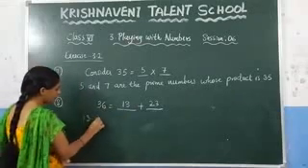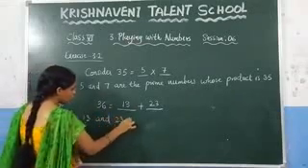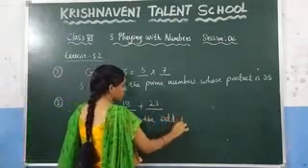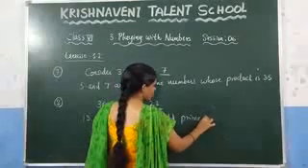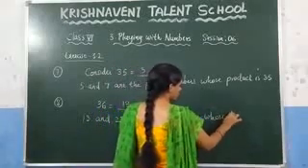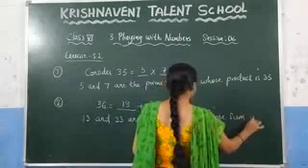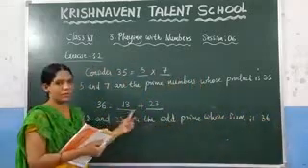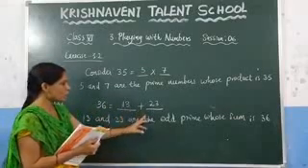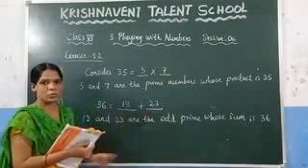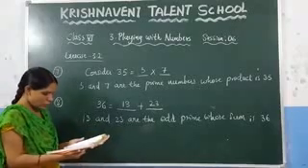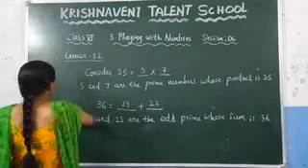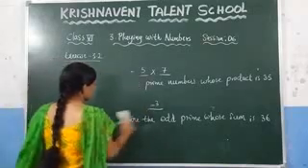13 and 23 are the odd primes whose sum is 36. This is the question they have asked. You can write any of the numbers, but what is the condition? Both the numbers should be odd numbers and both the numbers should be prime numbers. Now, see the next question, 9th question.